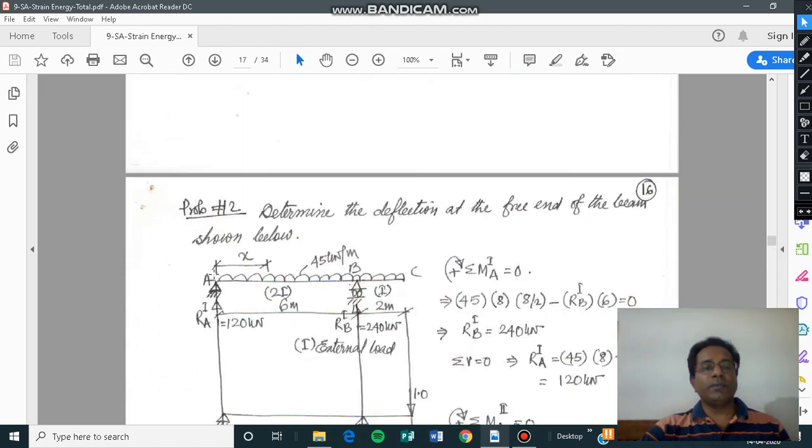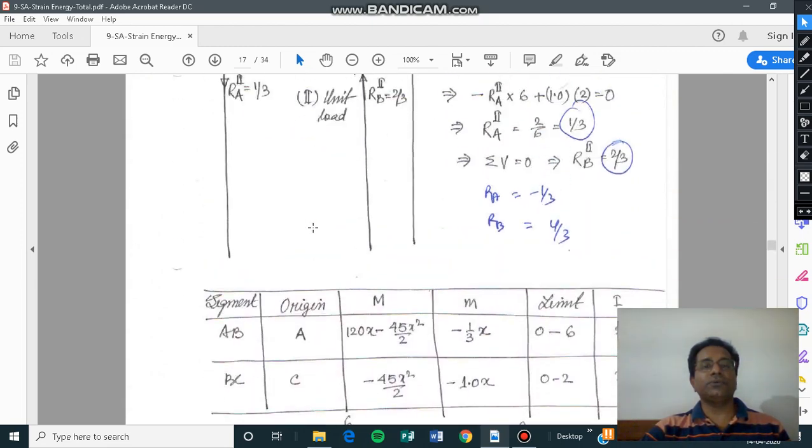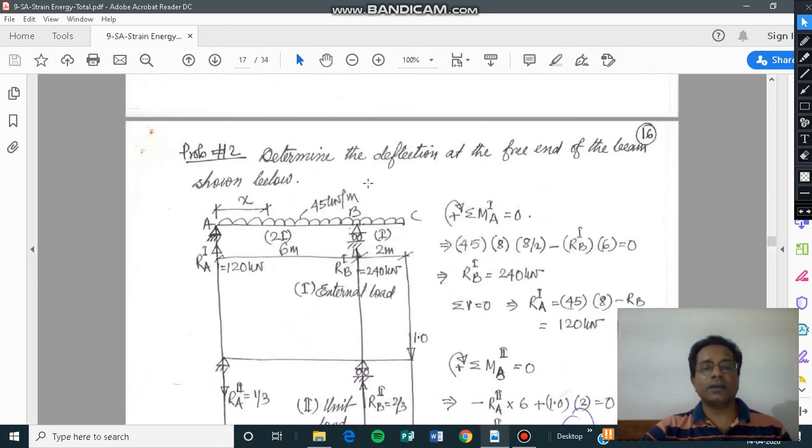Similarly, to get the bending moment for the AB section, A is considered as the origin, so this distance is x. Similarly, to consider the segment BC, C is considered as the origin. So whenever you calculate the bending moment, you will calculate bending from this origin.